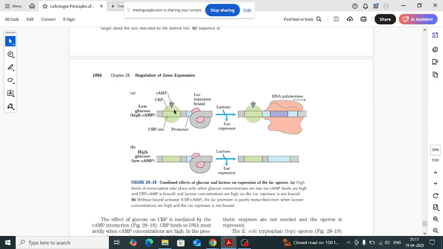So for expression of this lac operon, you need to provide lactose, and also you need to keep the glucose level low, so that the cyclic AMP level will be high and it can recruit the activated CRP, right?